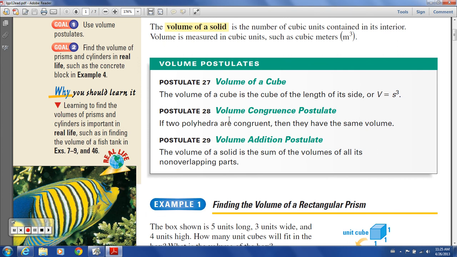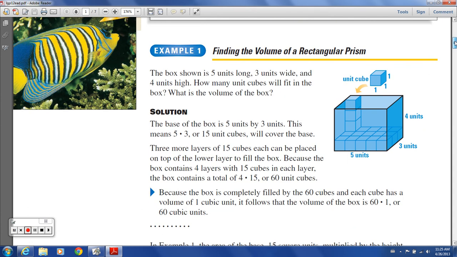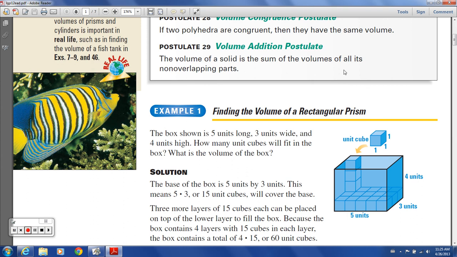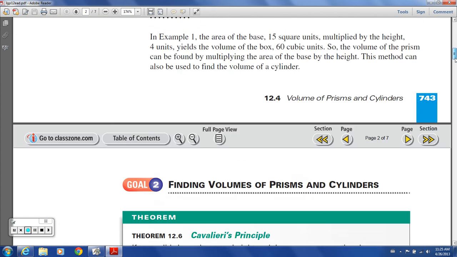If two polyhedra are congruent, they have the same volume. I think that makes a lot of sense. It's a postulate though, so we're not proving that that's true. The volume of a solid is the sum of the volumes of its non-overlapping parts. So if you had this kind of weird looking shape, but you could find the volume of individual sections of it, and you put it all together, you have the volume of the whole thing. That's another way to say that.